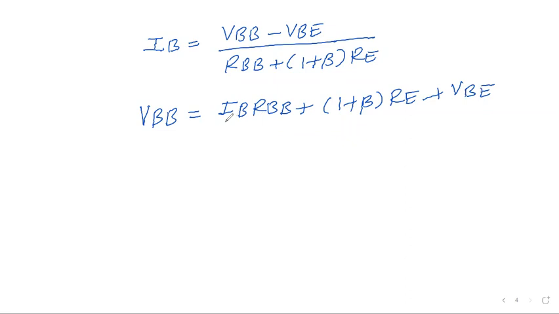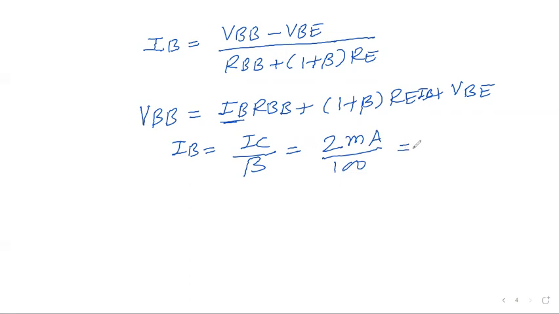Now in this equation, what is unknown? IB is unknown. So the IB value is calculated as IC divided by beta. How much is IC? IC is 2 milliampere. What is beta? Beta is 100 for simplification. So how much will it be? 2 into 10 to the power minus 5 amperes, that is equal to 20 microamperes. So my IB is 20 microampere.